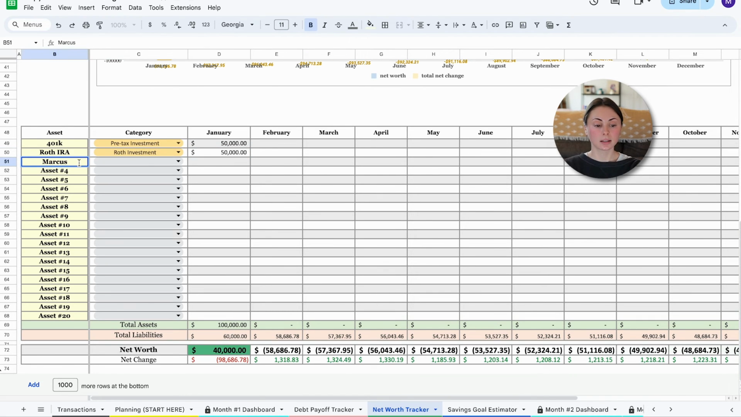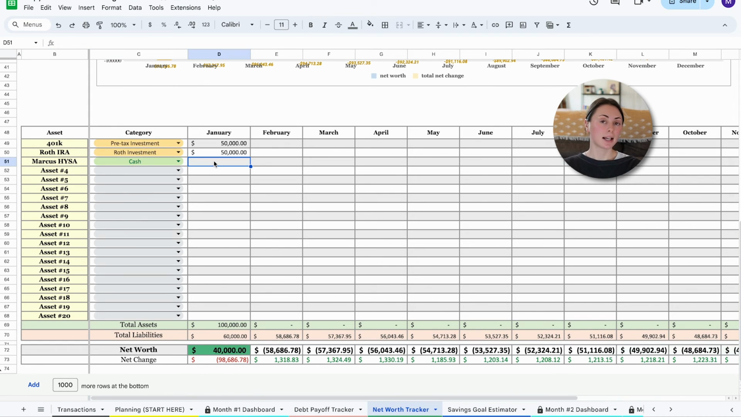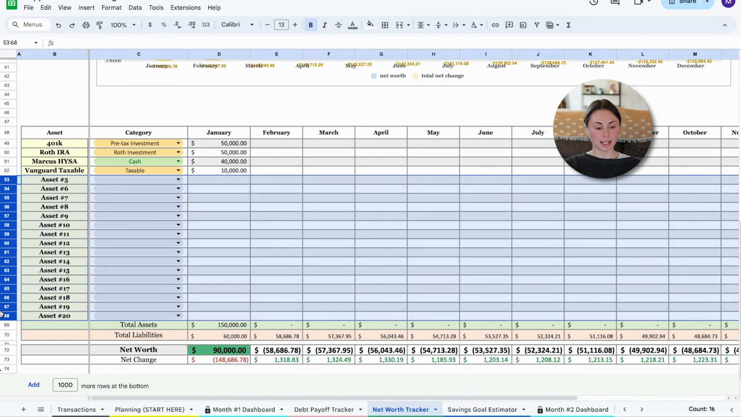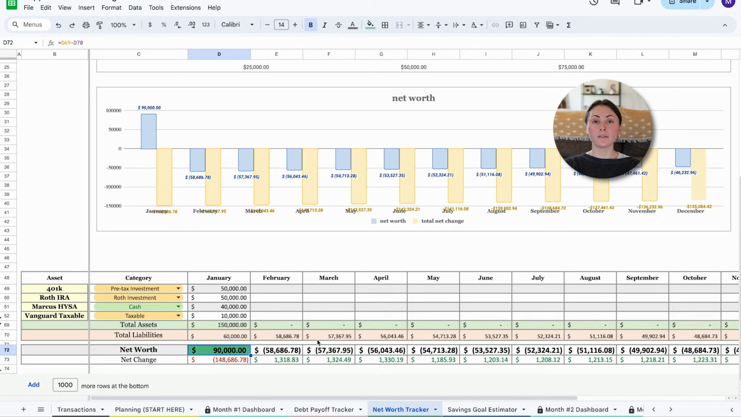My Marcus high yield savings account is cash, and that is my sinking funds and my long-term savings. We're gonna estimate 40,000. When I do this personally, I go into all of my accounts and do it exactly. And then I have a Vanguard taxable brokerage account, and we're gonna call it 10,000. I think that's everything. I'm gonna hide the rest of the unused sections to clean this up a little bit. And I can see a net worth of 90,000.